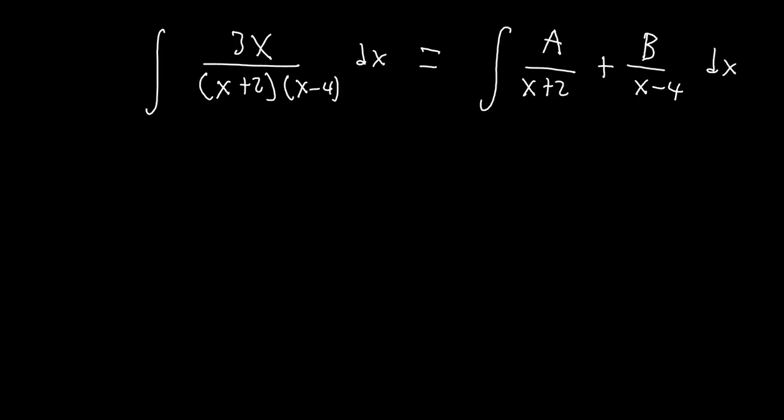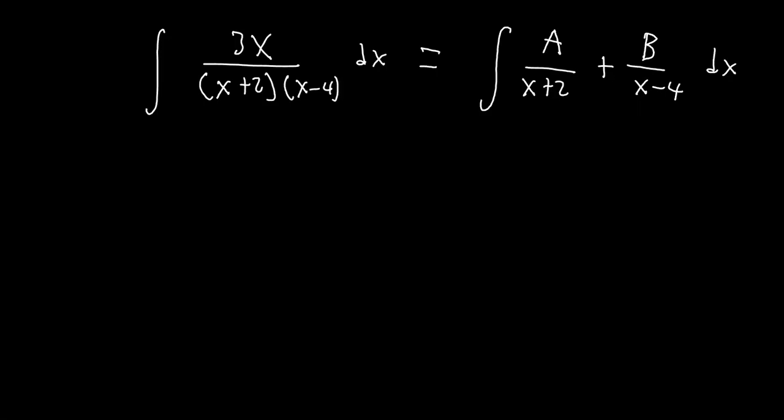Now, as you can see here, if we multiply a over x plus 2 by x minus 4 on both the numerator and the denominator, and we do the same thing for b over x minus 4 but with x plus 2, we're going to get the same expression here on the left side. But the problem is we have to first find out what a and b really are. And just to be clear, a and b are going to be constants.